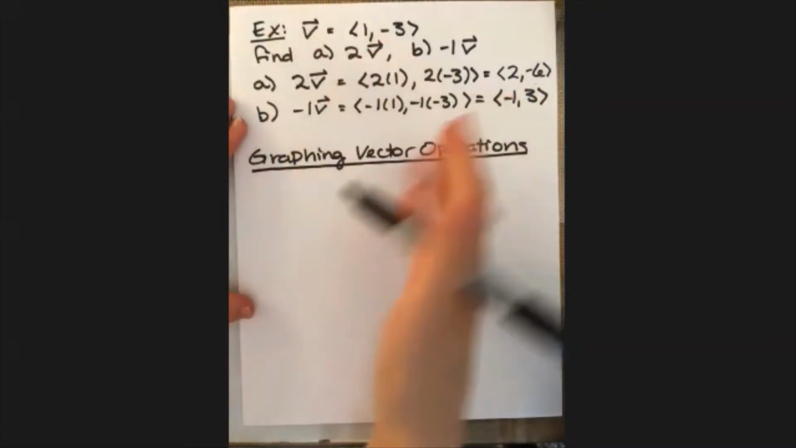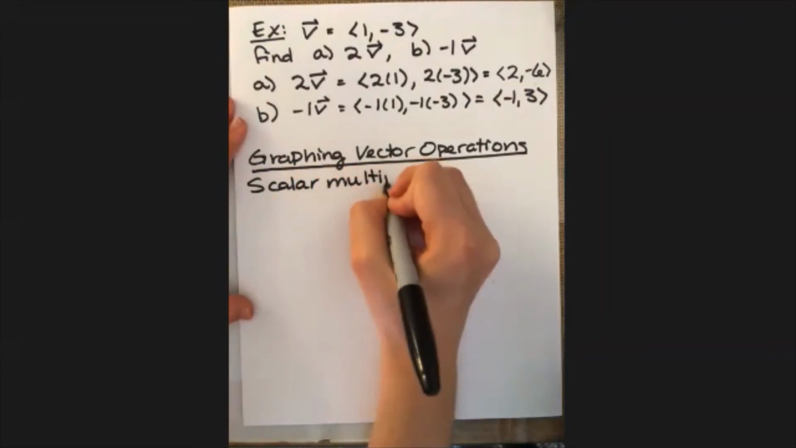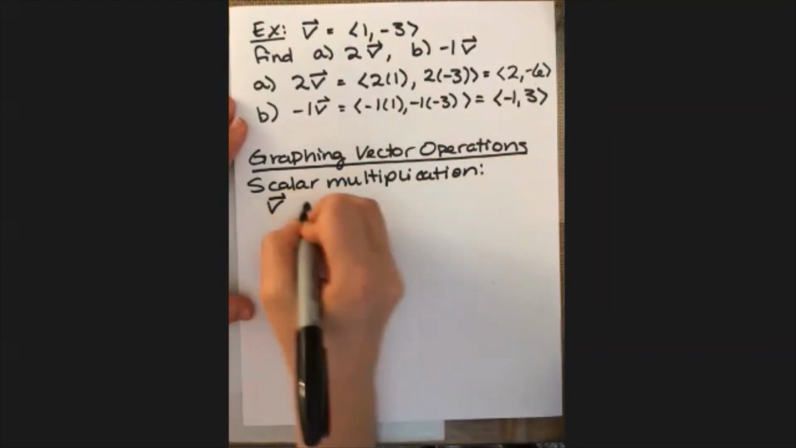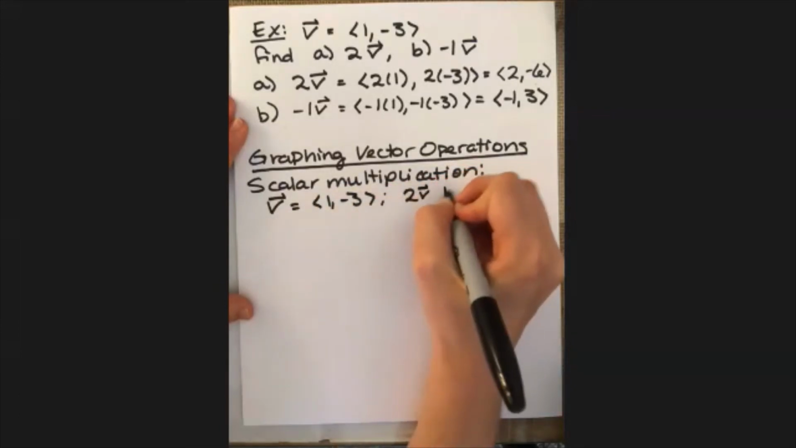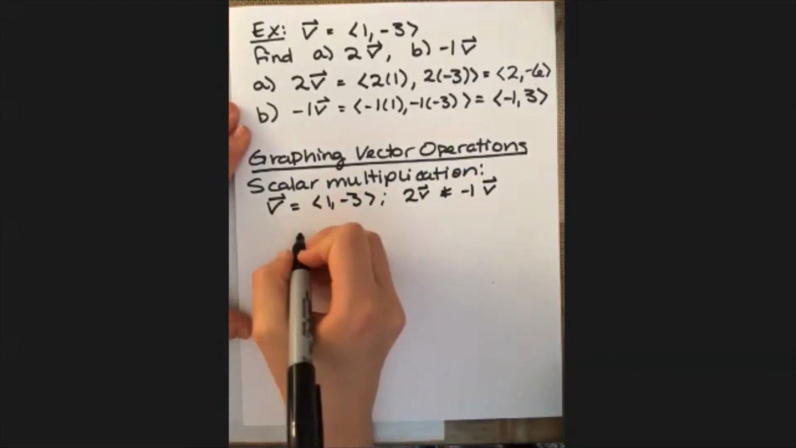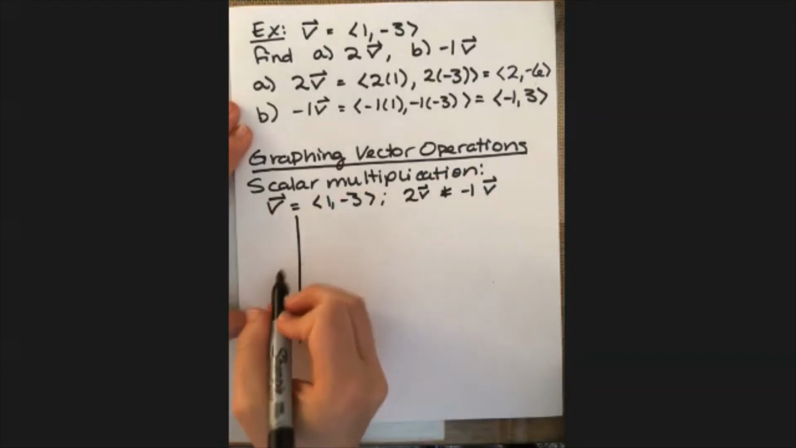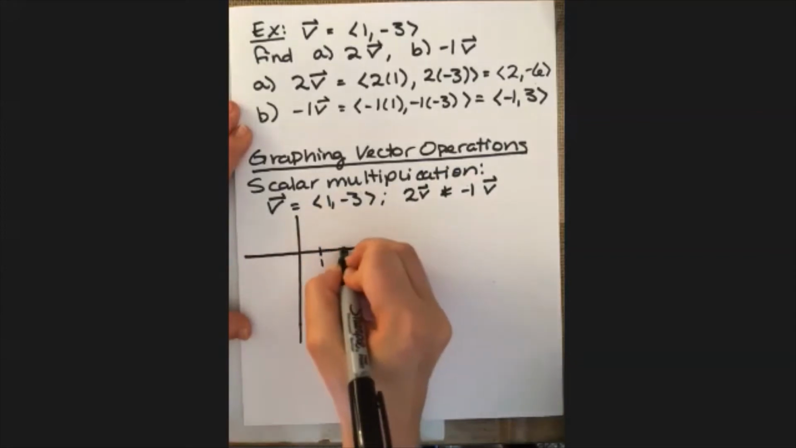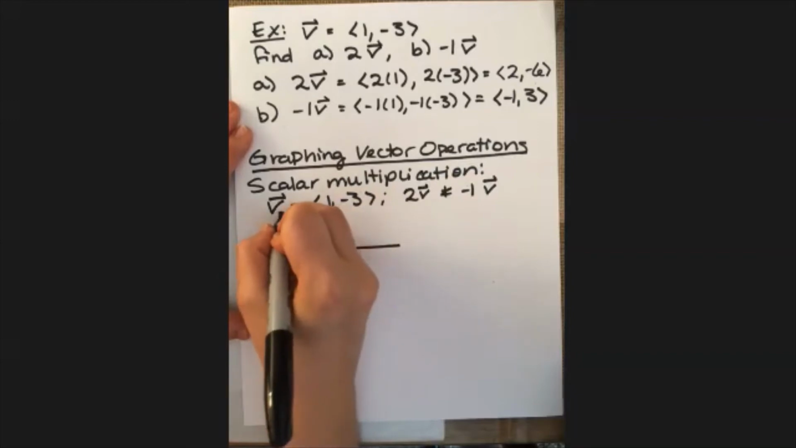So I'm going to start with this scalar multiplication example here. If I have a vector v equal to 1, -3, and I want to find 2v and negative 1v on my graph, well, what I'm going to start with is the coordinate plane, first of all.